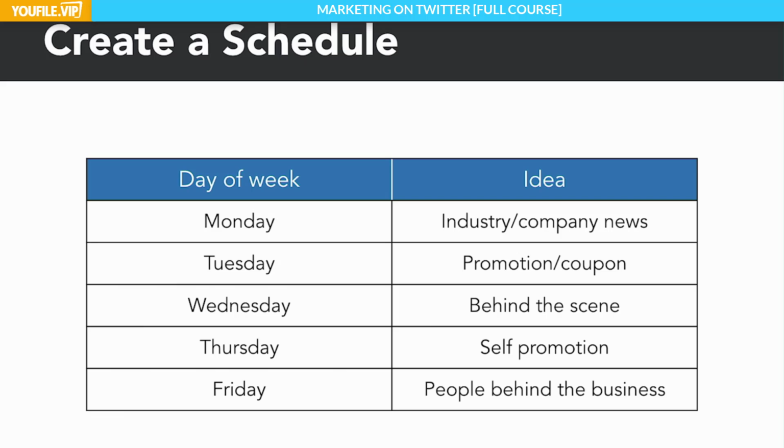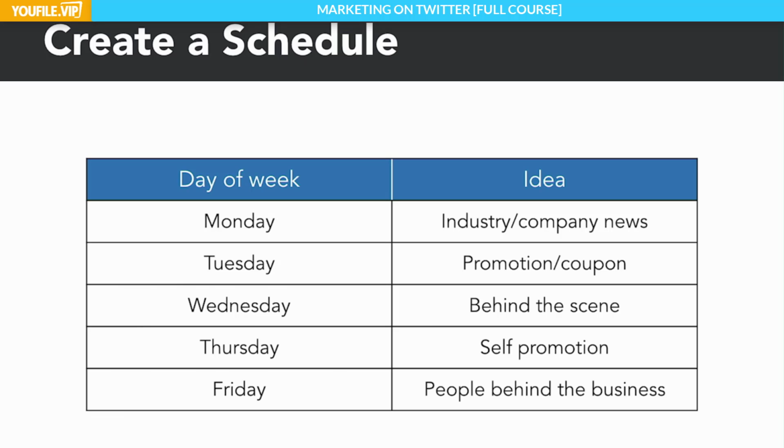On Monday, I might want to focus on industry or company news. On Tuesday, perhaps I focus on a promotion or coupon. Wednesdays might be a behind the scenes type of day, so I'd share something unique and informative about my business process and why it's special. Thursday could be a little self-promotion, a quick nod to an article written about my brand, a recent press release, or a retweet of customer feedback. And then Friday, maybe I talk about my people, so the people behind the business. This way, if I highlight people that are behind the business, I can create a real sense of community.